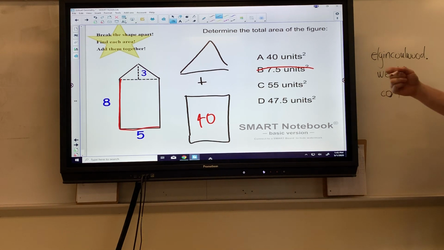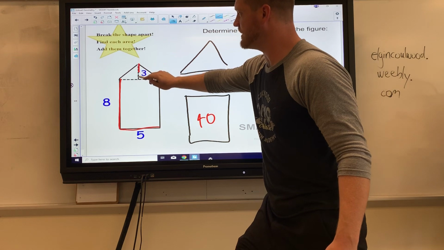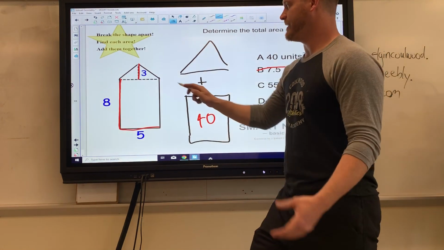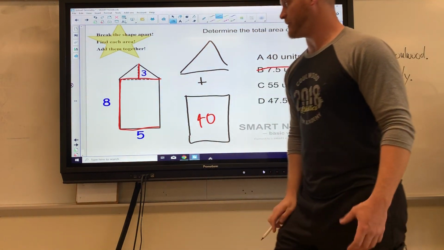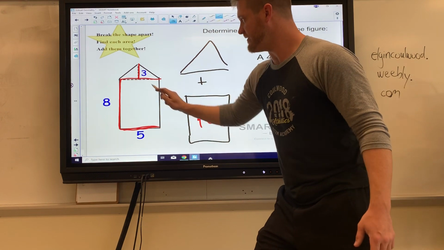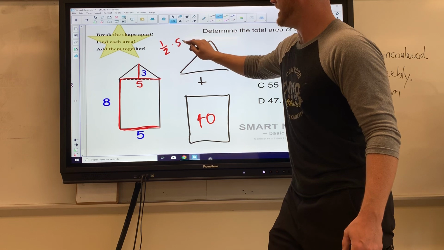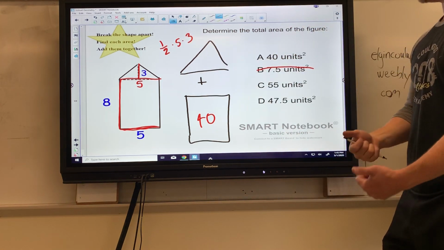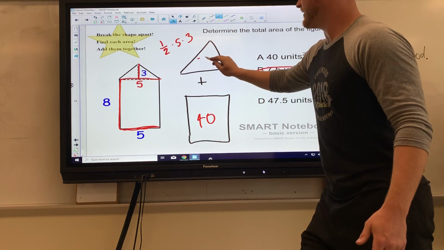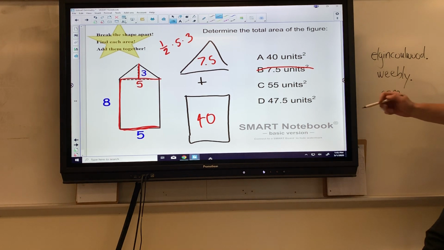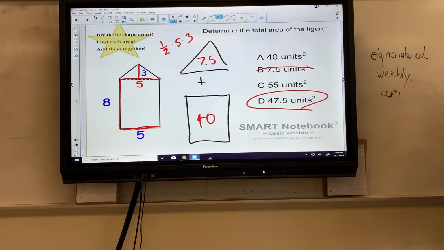Looking at the triangle, we know that the height is 3, but the base is sometimes tricky to find because they might not always give it to you. But again, because we know that opposite sides of rectangles are the same, if this piece is 5, that means that piece has got to be 5. So then we type in 1/2 times 5 times 3. 5 times 3 is 15. You take half of that, you get 7.5. Last but not least, find the sum of the areas of each little figure. 40 plus 7.5 gives us 47.5 units squared. Answer should have been D there.